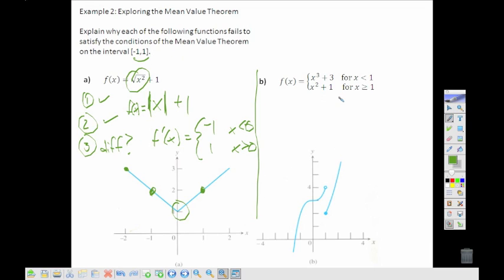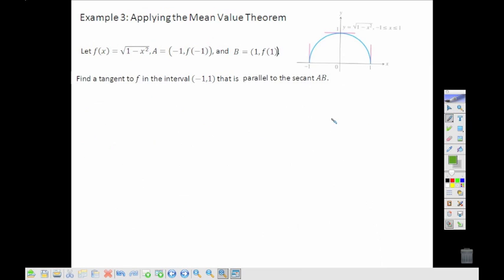Okay, on the other one, we don't even have to go that far. You can see in the graph the discontinuity here, but the first thing we can check, if we're checking for continuity, is just plug that 1 into each side here. On the one side I would have 1 plus 3, which gives me 4. On the other side, 1 plus 1 equals 2. So since we have different values there in that discontinuity, we don't even have to check the other part. We know that this does not satisfy the mean value theorem.